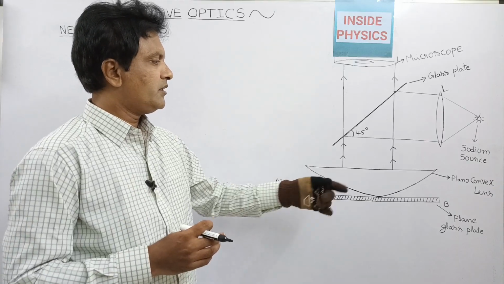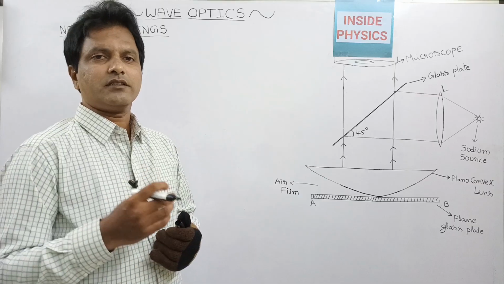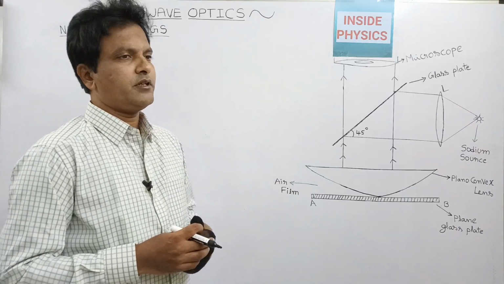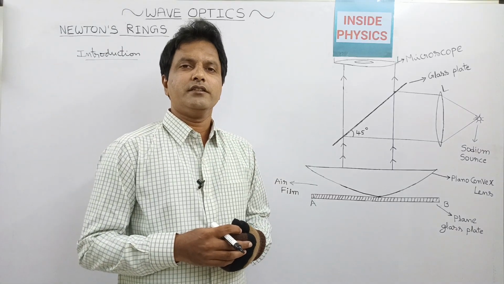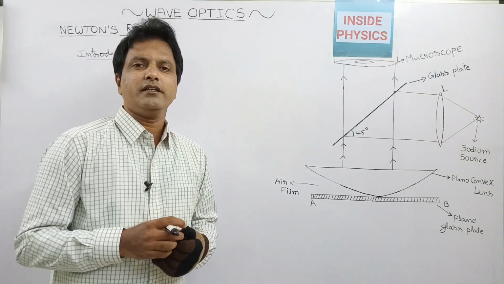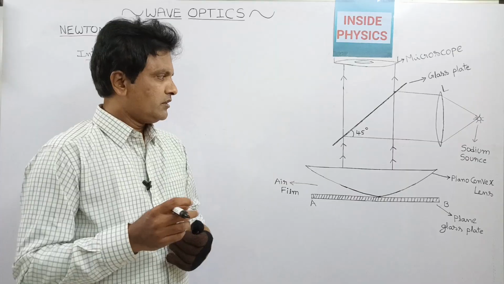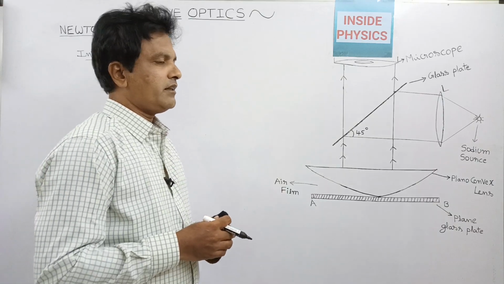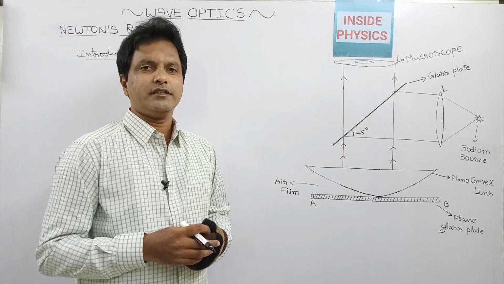So here we have an experimental arrangement which can produce Newton's rings by considering a thin film. In the previous lesson, I discussed how waves interfere in thin films. What is a thin film? It is an optical medium of very small thickness. You can go through my previous video if you want to understand the interference pattern in thin films.